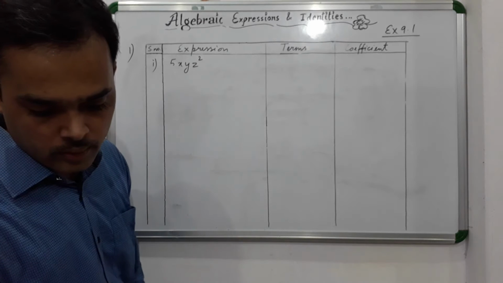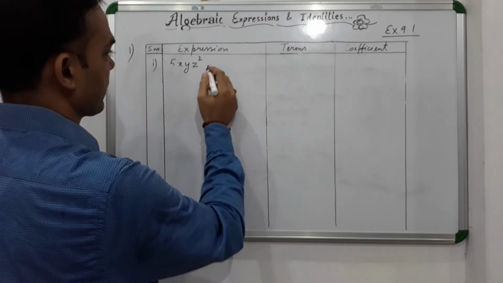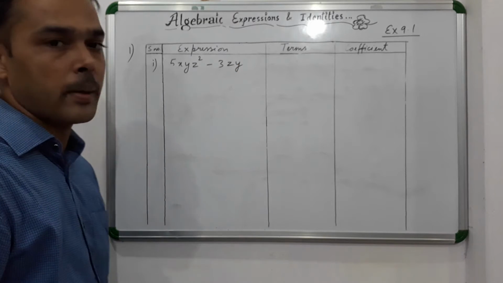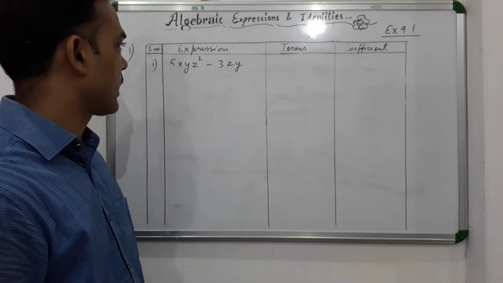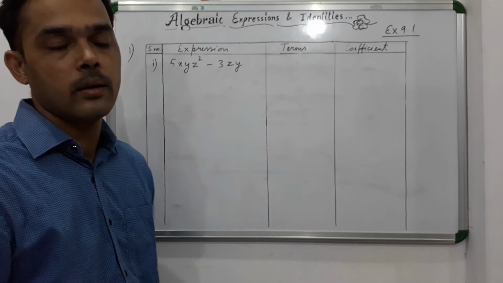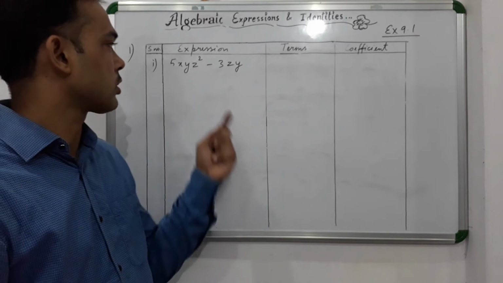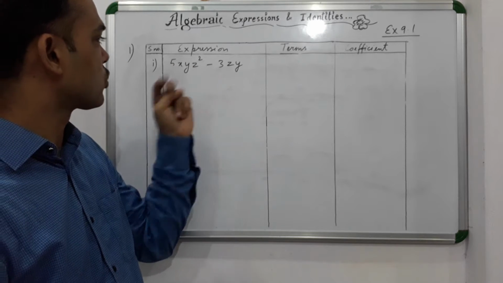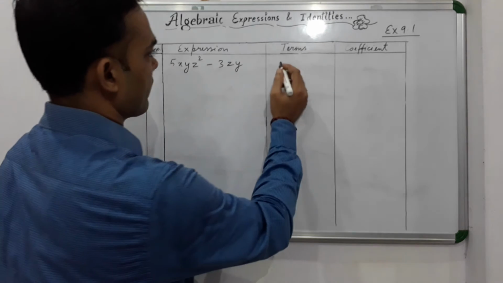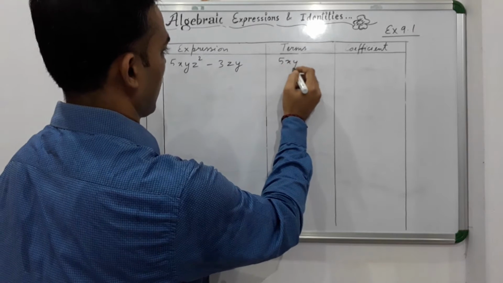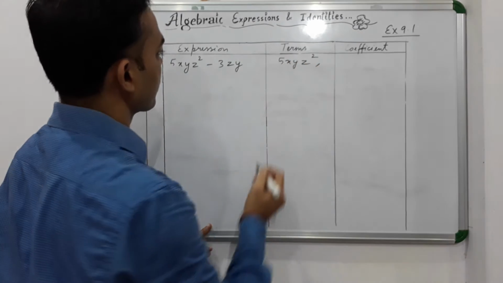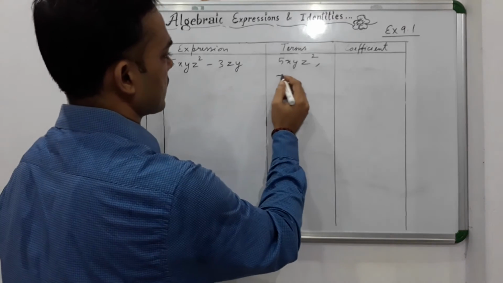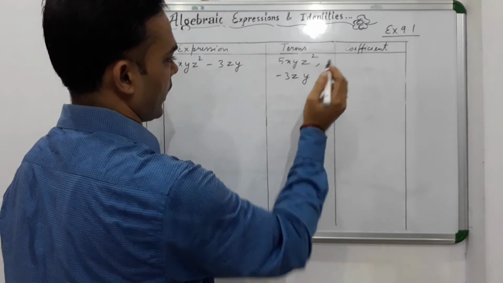square minus 3zy. So in my previous video I already told you that the terms get divided by the addition or subtraction sign. So here you can clearly see that there are two terms. One is 5xyz square and the other one is minus 3zy.